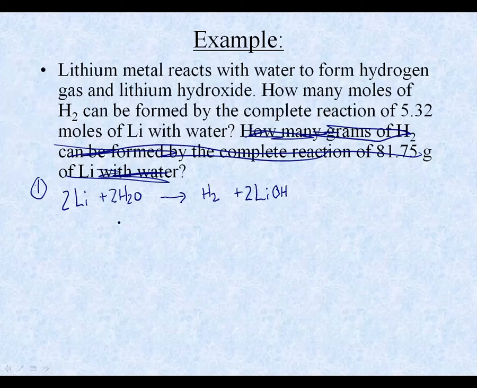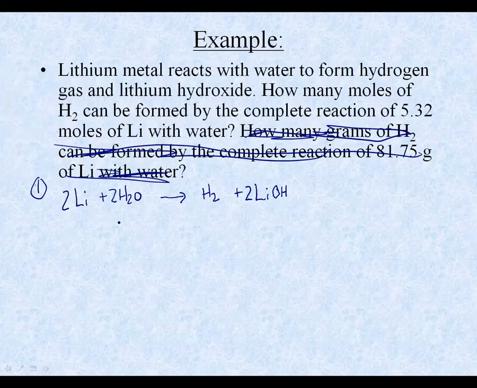And that should give us 4 hydrogens on each side. So we got 2 on the left times 2, which is 4. And then we got 2 hydrogens on the right and 2 more in lithium hydroxide, and 2 oxygens on the right, 2 on the left, and 2 lithiums as well. So that's the first thing.